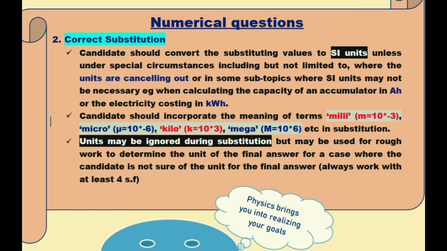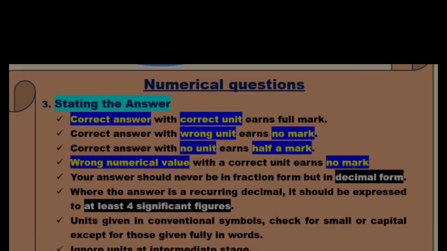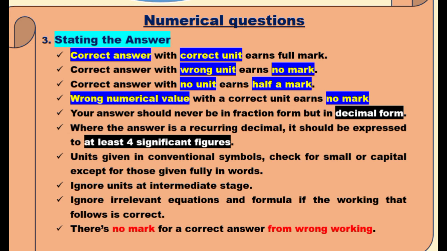Number 3, the last part on numerical questions. After stating correct formula, correct substitution, last we have correct answer. Stating the answer. How do you give the correct answer? Correct answer with correct unit, full mark. Correct answer, wrong unit, no mark. That's for the answer. If the unit for the answer is wrong, even the answer will also be wrong. Correct answer, no unit, half mark. That means correct answer, you have left the unit, then you get a half.